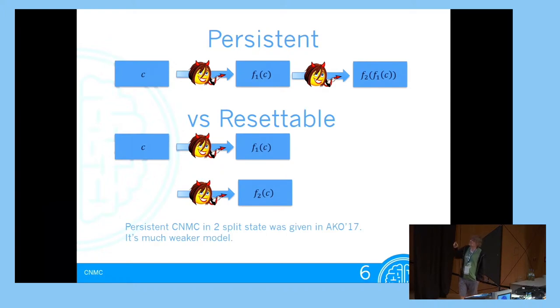In the context of two split state, the persistent CNMC was given 2 years ago at TCC. And yeah, it's a much weaker model. Again, what we showed is that, just in a two-split state model, all you need is one super strong experiment, and it's immediately continuous. That's a somewhat painful and quite long proof, actually, but that should show that the models are strictly different.